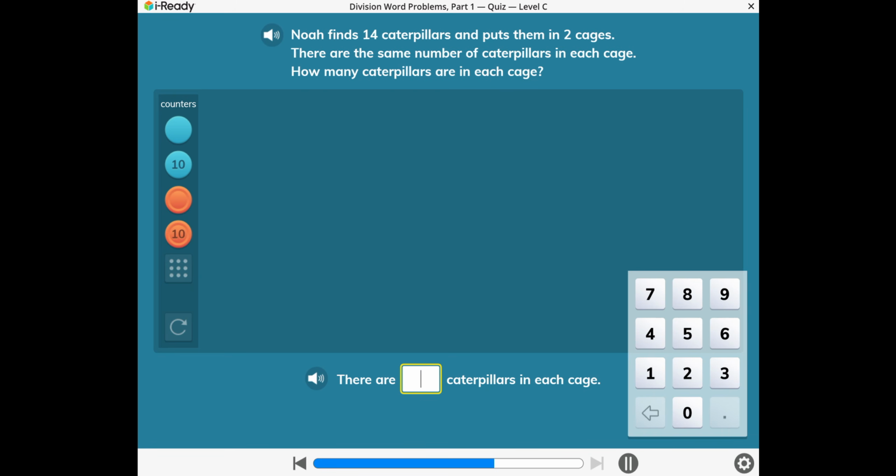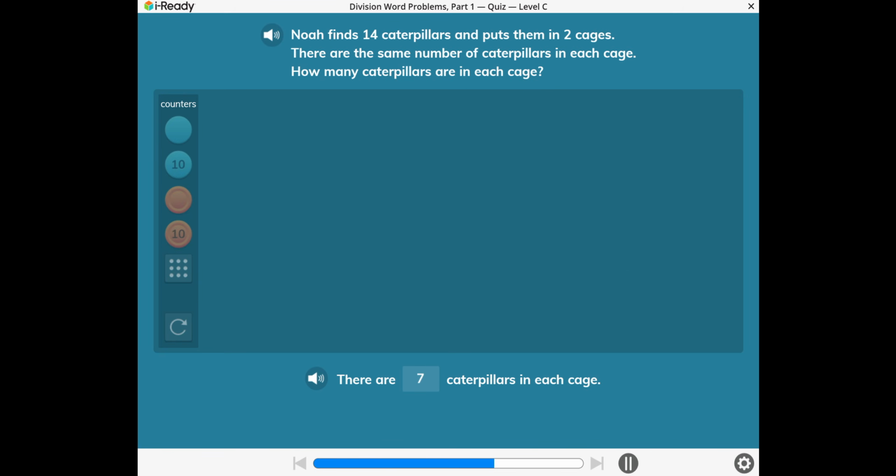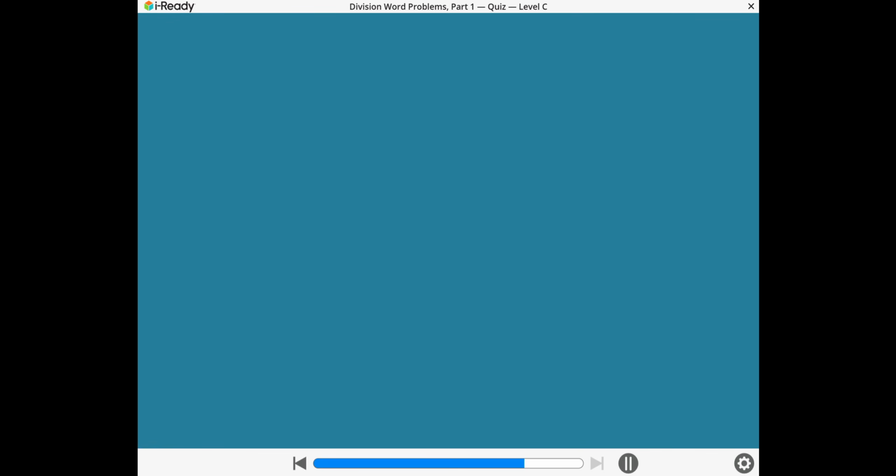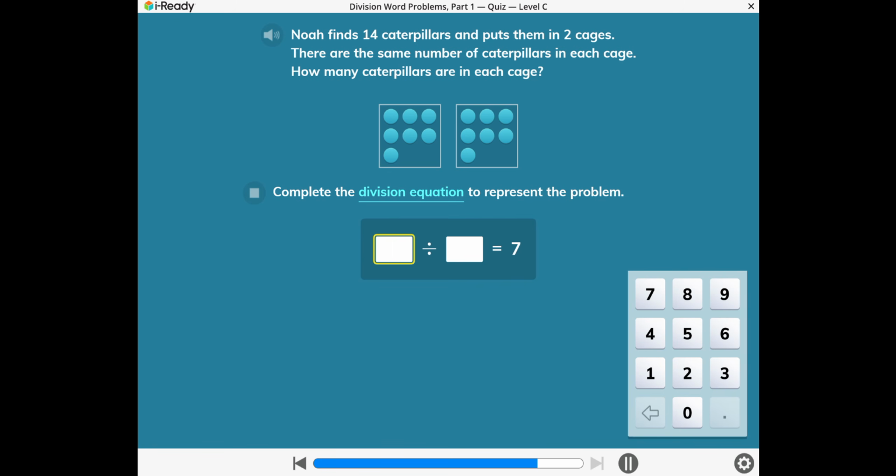14 divided by 2. Guys, I think it's 7. Complete the division equation to represent the problem.